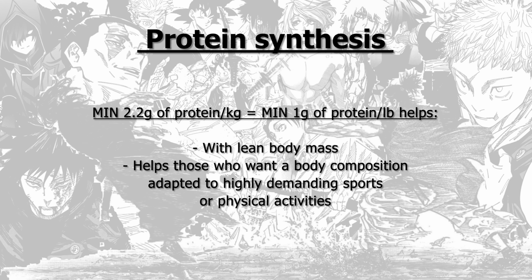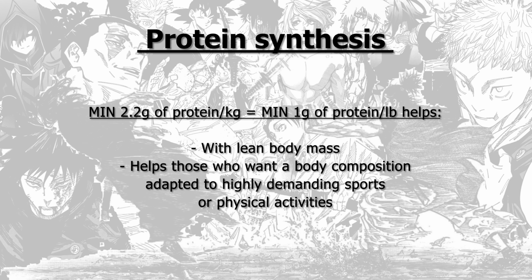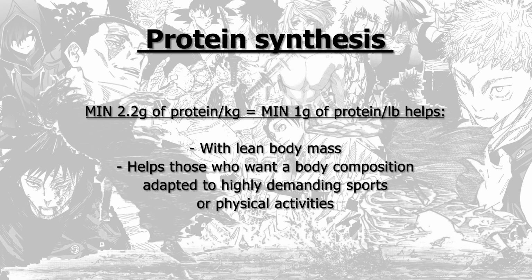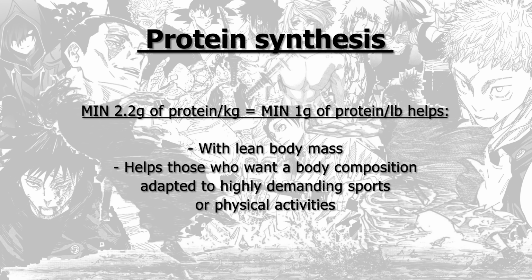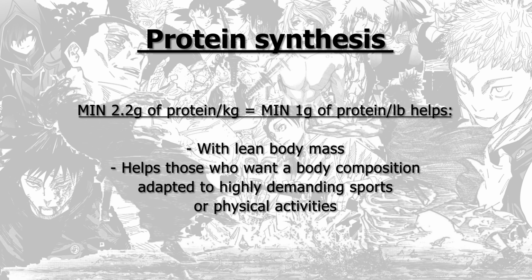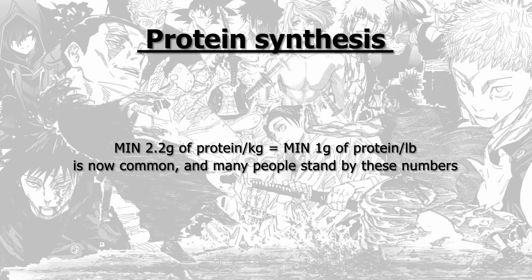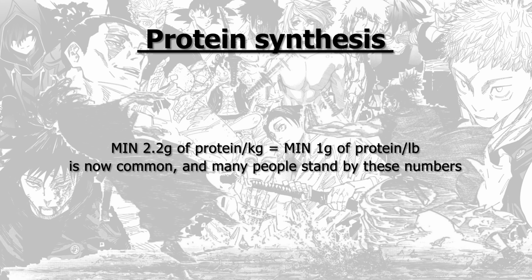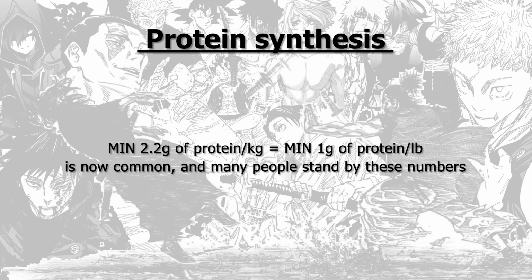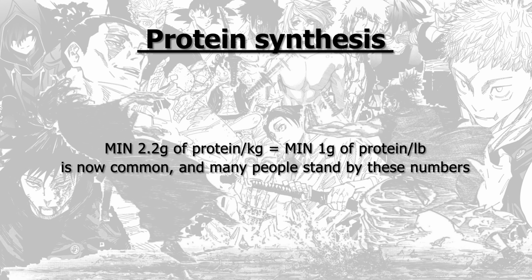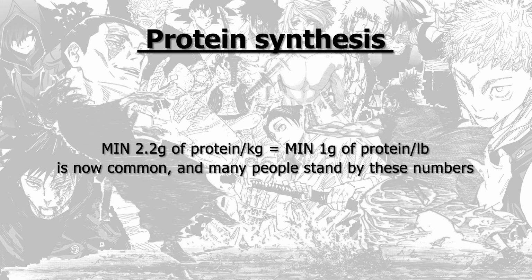They further stated that this helps with lean body mass and it helps those who want a body composition adapted to highly demanding sports or physical activities, like high-level bodybuilding. It is common nowadays to see 2 or even 2.2 grams of protein per kilogram of body weight, roughly 1 gram of protein per pound of body weight, and many people stand by these numbers.